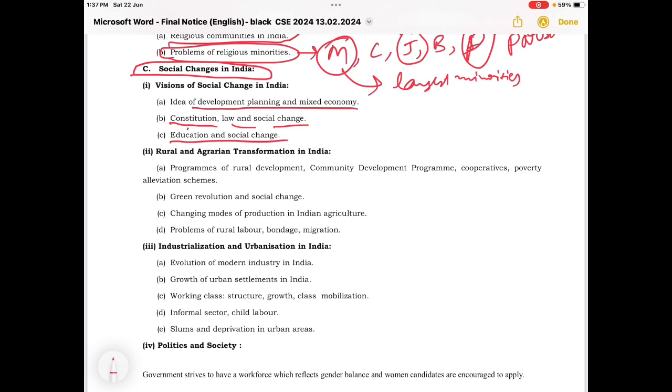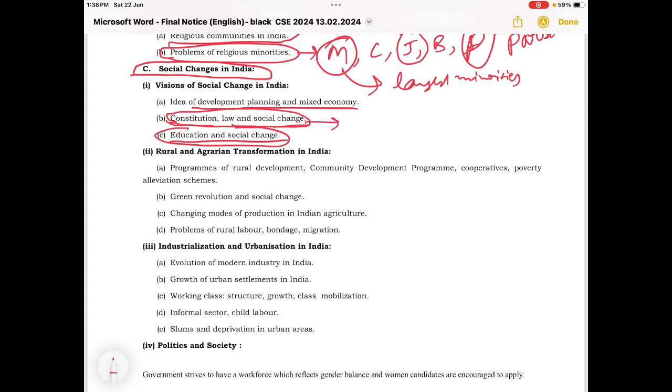In paper one also, education and social change were there. We will look at how the constitution has evolved and what the different laws are. Today also, like the Sabarimala case, we have seen the constitution evolving. The niqab case and the hijab case were also there. These news items are very important in today's world, so this topic is also very important from the exam perspective.